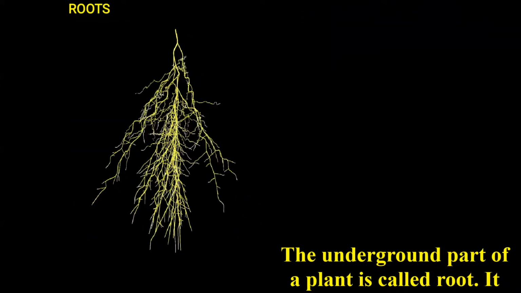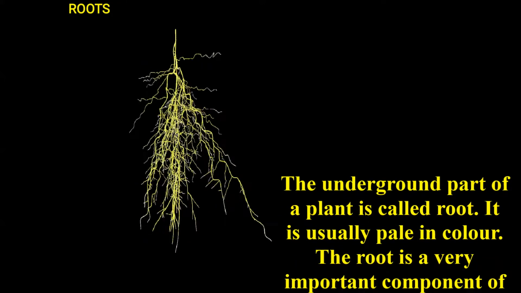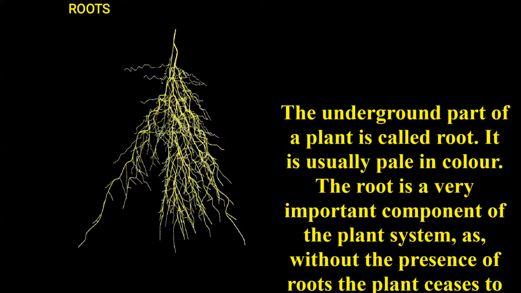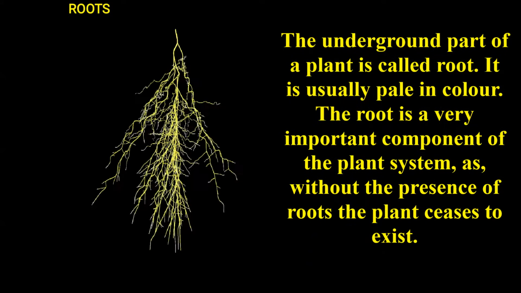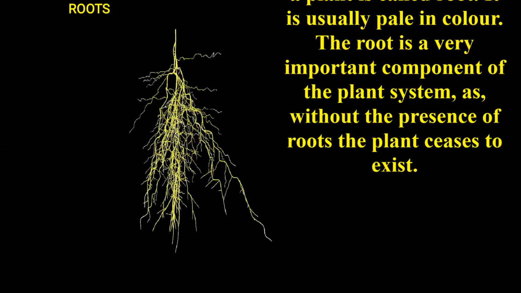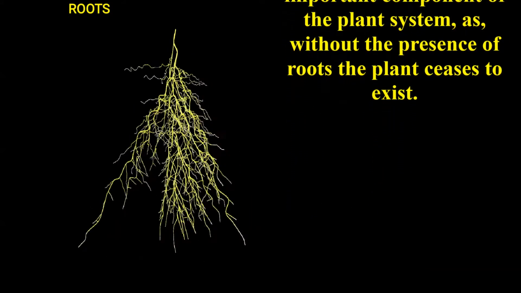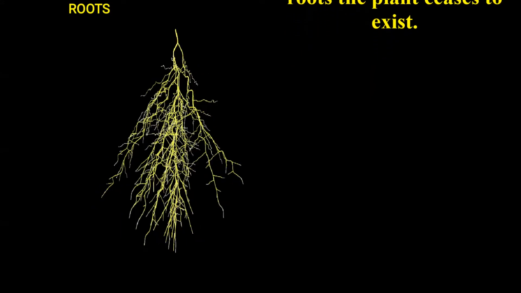Root. The underground part of the plant is called as root. It is usually pale in color. The root is very important component of the plant system because without the presence of roots the plant ceases to exist.